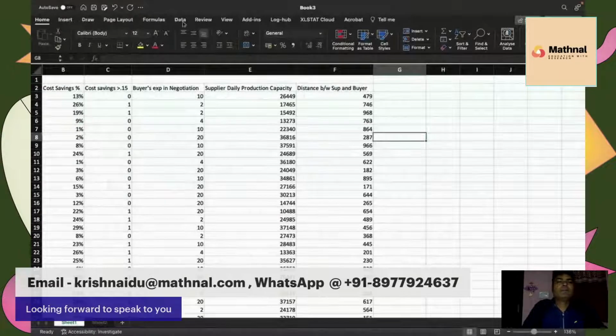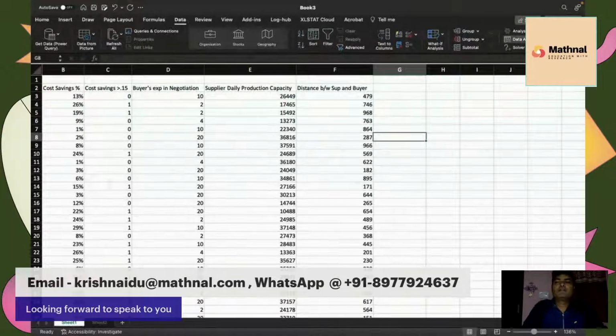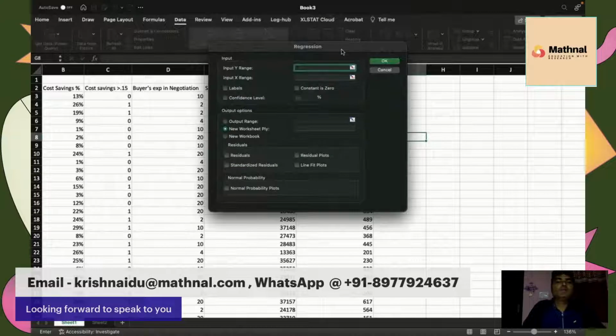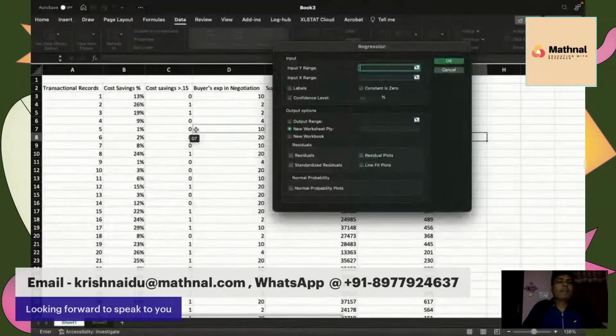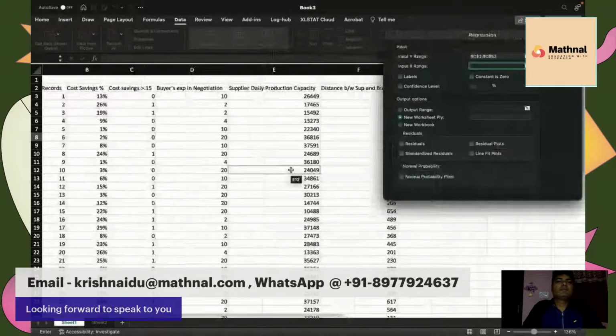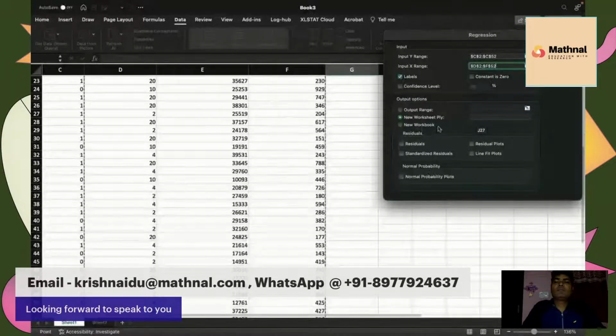So I'll go to Data, then I'll go to Data Analysis, then I'll go to Regression. I'll choose my input Y range. So the input Y range is this column, and the input X range is these columns. Okay, we have chosen the variables. Do the calculation in the new worksheet. So this is the output.